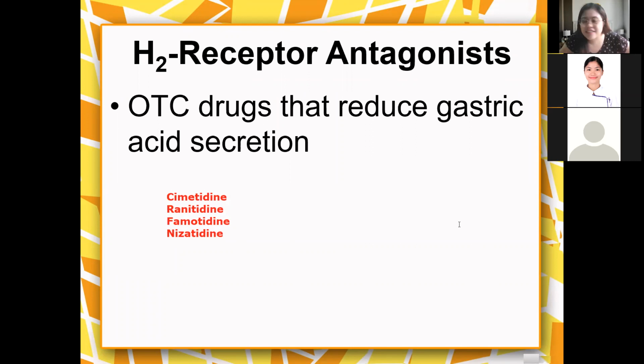So it will be your task now to look at the most commonly used brands in the market for the following antihistamine or H2 receptor blockers, or we call them H2 receptor antagonists.